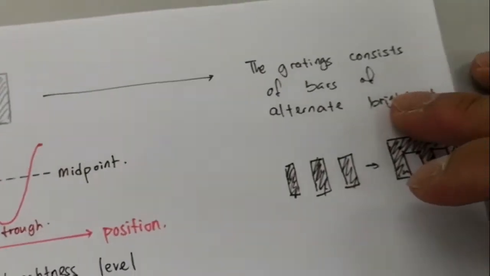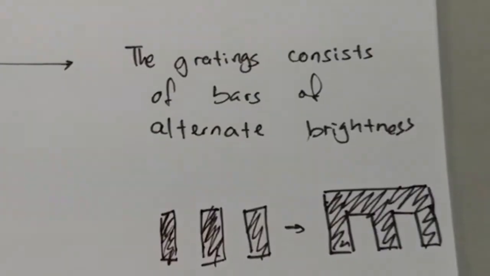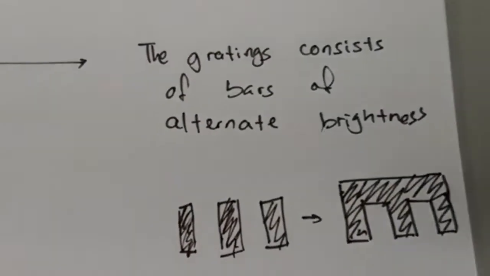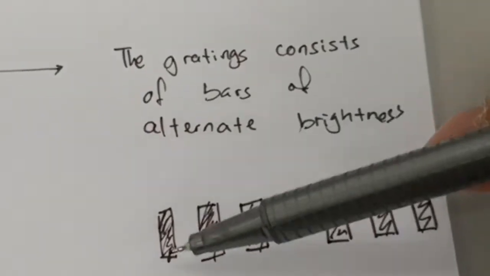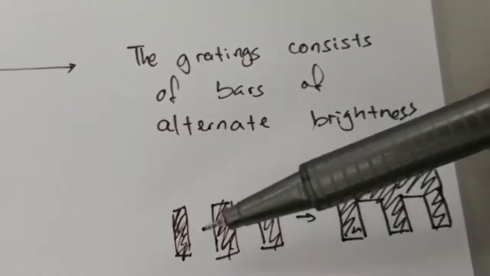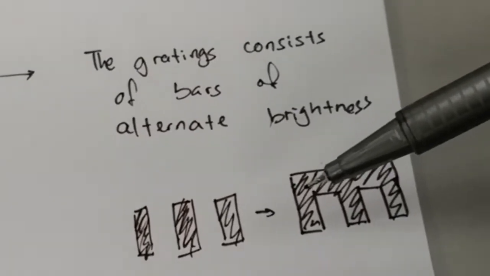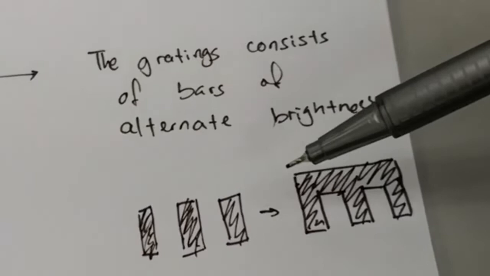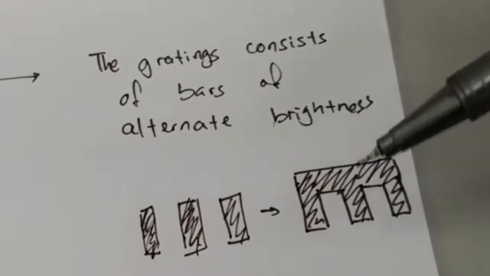Now, the grating consists of bars of alternating brightness. If we look closely, this is just like the one before. It has three black bars, and if we look closely, it's closely related to what we can see or interpret with our eyes, which is an E, by adding a black bar at the upper side here. So this becomes an E.